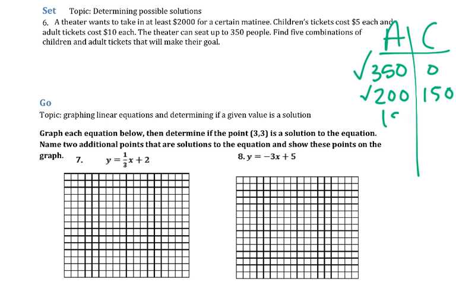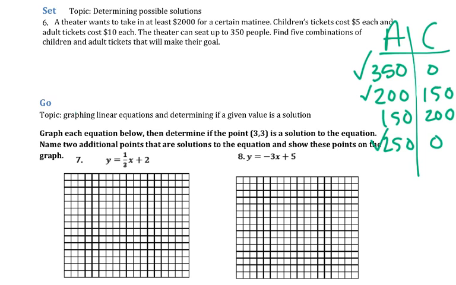What about 150 adults and 200 kids? What if we did that one? Because we want to have a full house. Now, we could do like 250 adults and 0 kids, and that one would work, right, because that would still be more than 2,000.